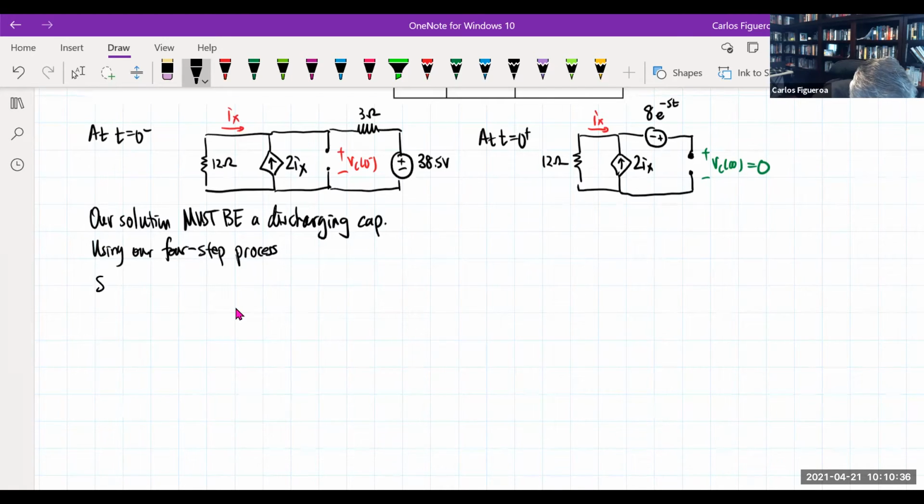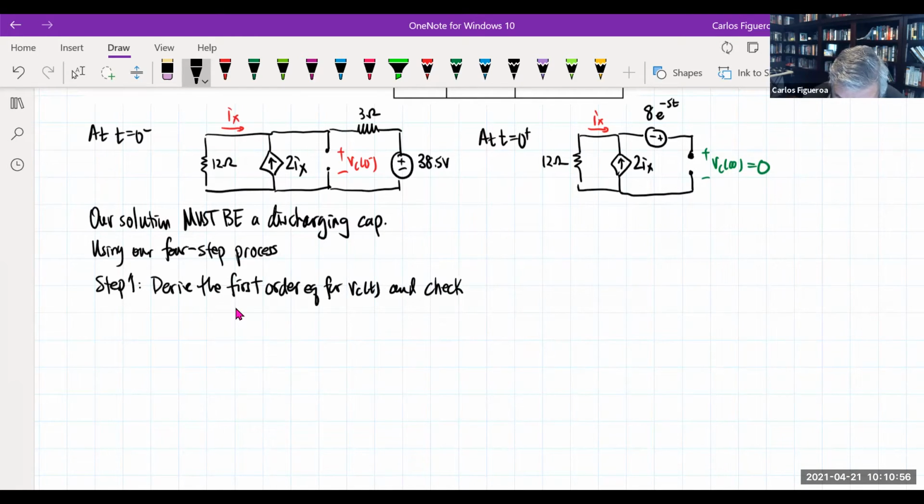So here I go. Step 1: what do I have to do? I have to derive the first order equation for VC and check it with our VC of infinity solution. If they don't match, that means you derived your first order equation incorrectly. Go back and fix it.